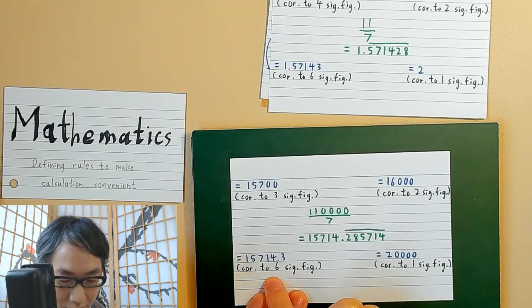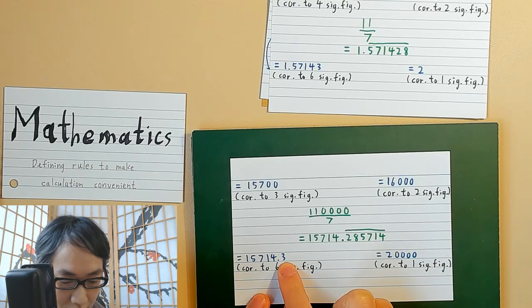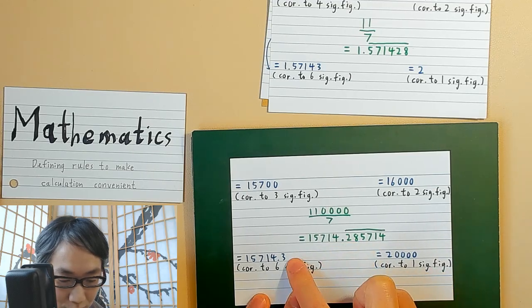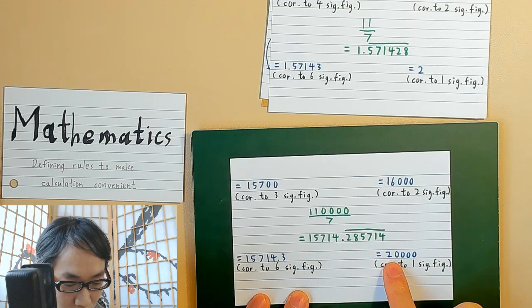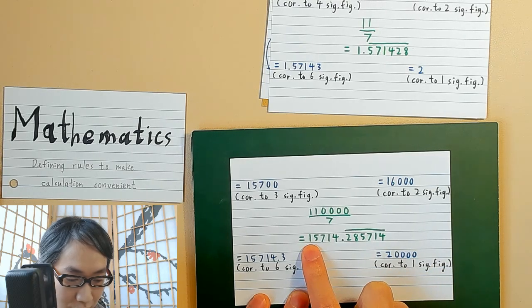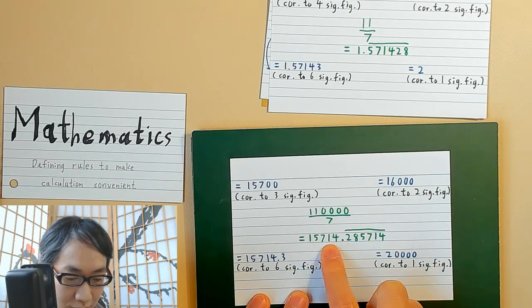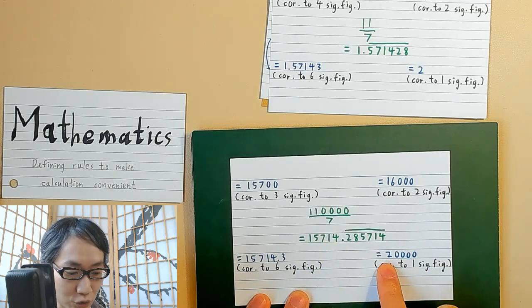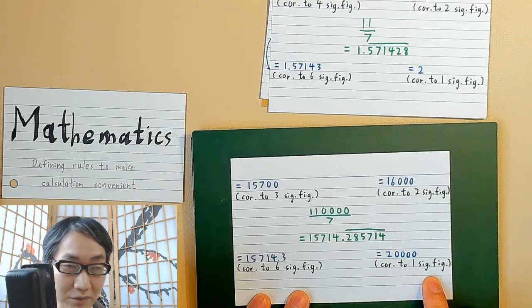Then go to 6 figures here. So there's 6 figures. So 3 here is again better than 2. Then to 1 significant figure. If you compare 20,000 and 10,000, 20,000 is a closer approximation. So that's why 20,000 is used here if you correct to 1 significant figure.